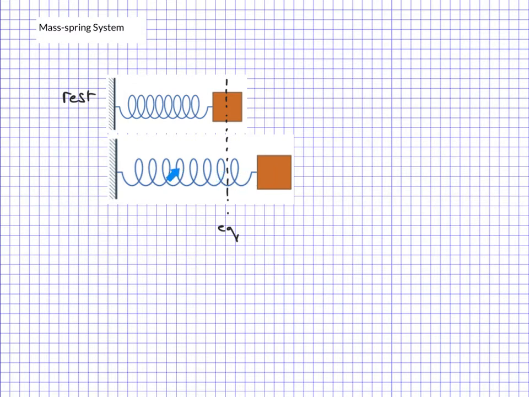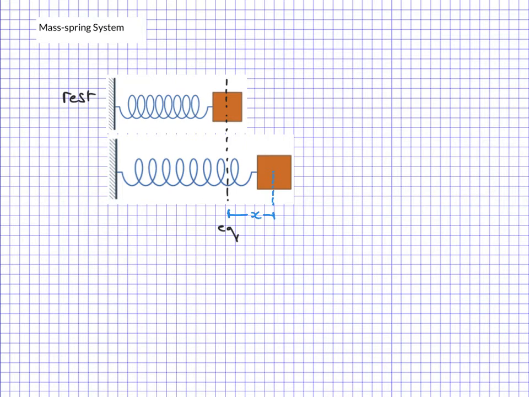In fact, it's going to return past the equilibrium position because of its inertia. It's going to go past the equilibrium position and go back and forth, back and forth, essentially forever because we have no friction, because this is an ideal system. So let's label a couple of things. Let's put another mark on here. If I take the center of here, you can see hopefully that the distance between here and here is x. This is the displacement, okay?